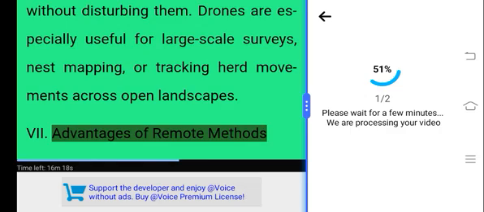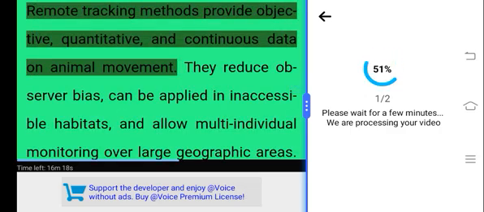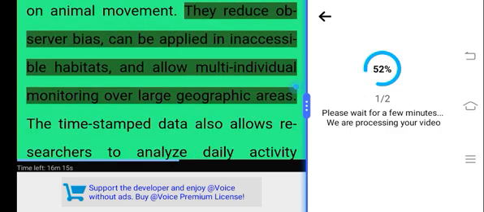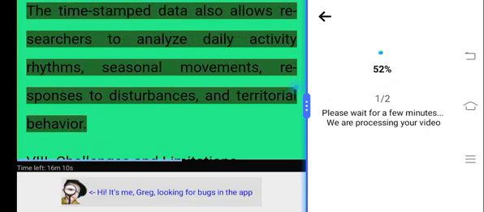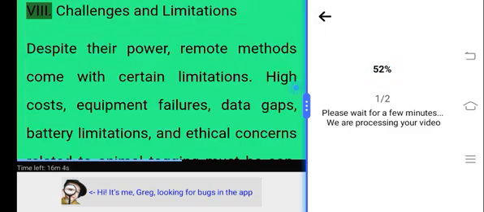7. Advantages of remote methods. Remote tracking methods provide objective, quantitative, and continuous data on animal movement. They reduce observer bias, can be applied in inaccessible habitats, and allow multi-individual monitoring over large geographic areas. The timestamp data also allows researchers to analyze daily activity rhythms, seasonal movements, responses to disturbances, and territorial behavior. 8.